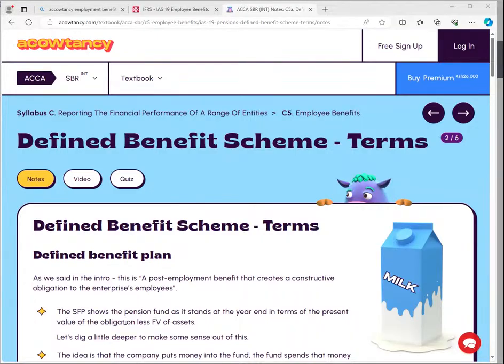Doesn't it make sense? No problem. So we are saying something very important. Ladies and gentlemen, listen to me very well. Whenever we talk of a defined benefit scheme, this will become your best, and it's very common in your exams.